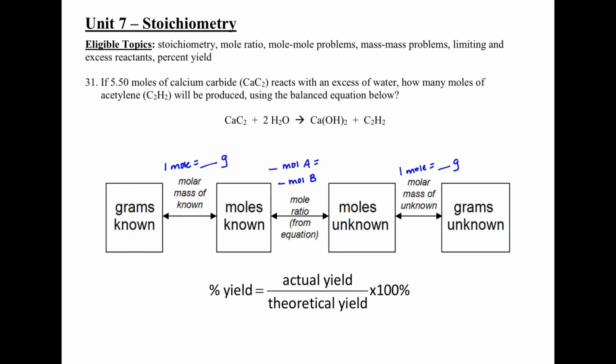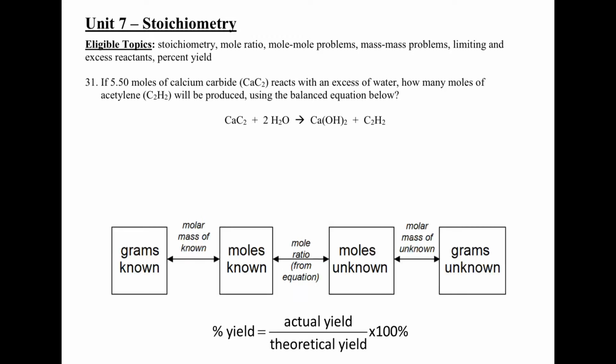Now, if you have a question that's not a mass-to-mass problem, like a mole-to-mole problem, we still can use this flowchart. We just would be starting here and ending here. Or let's say you had a grams-to-moles problem. Grams to moles, you would just stop when you got here. Okay, so please remember that this is here for your reference. And we will use this as we look at question 31. Okay?